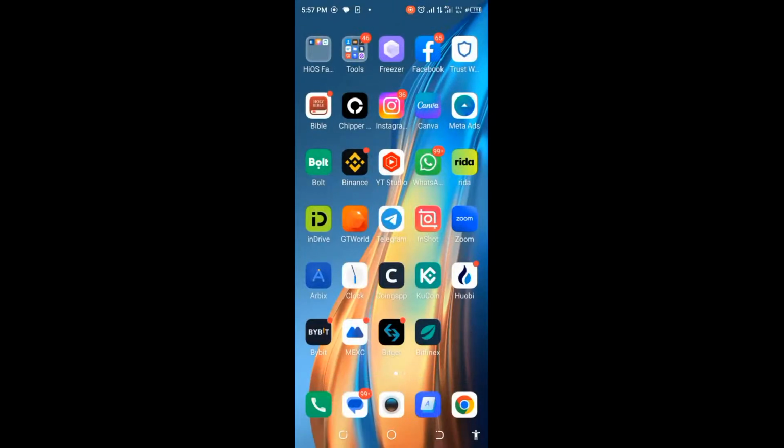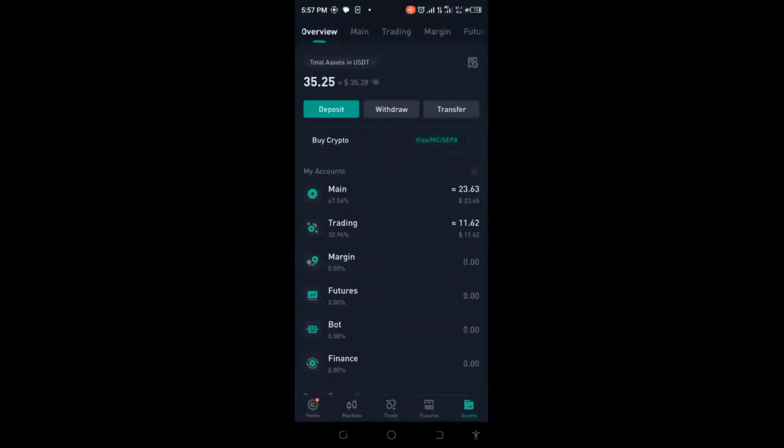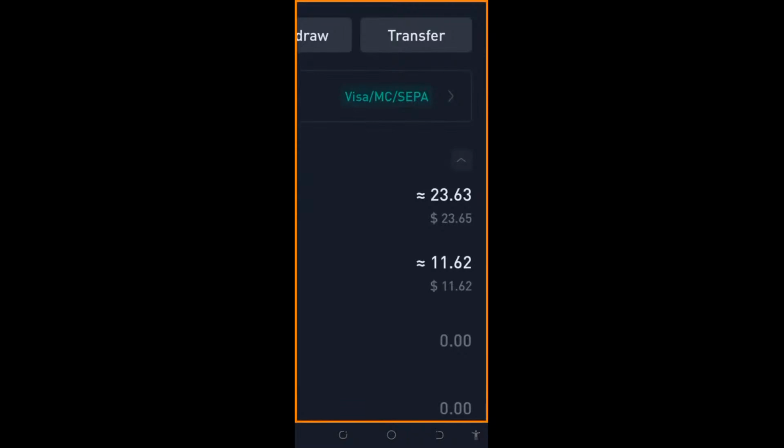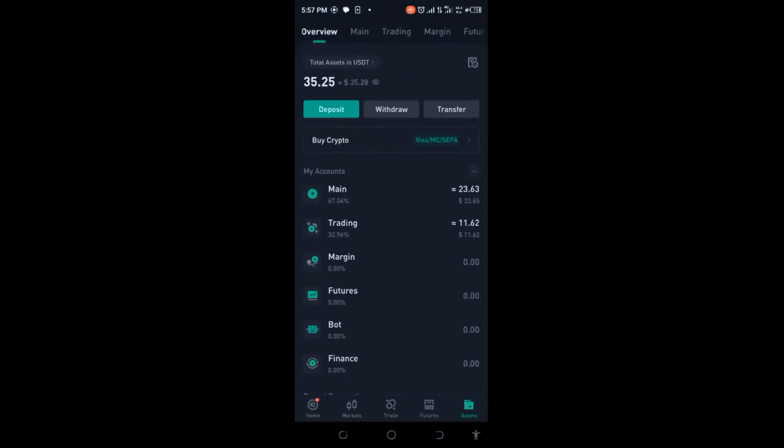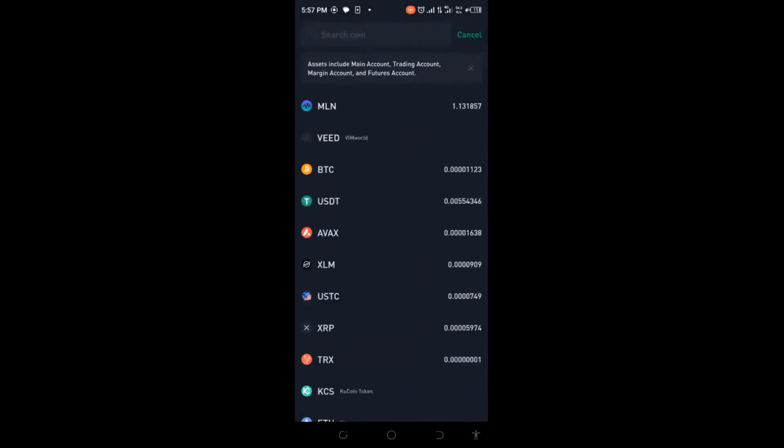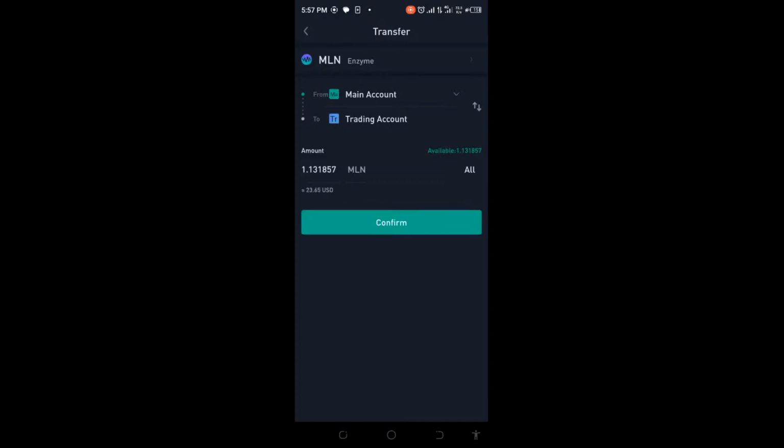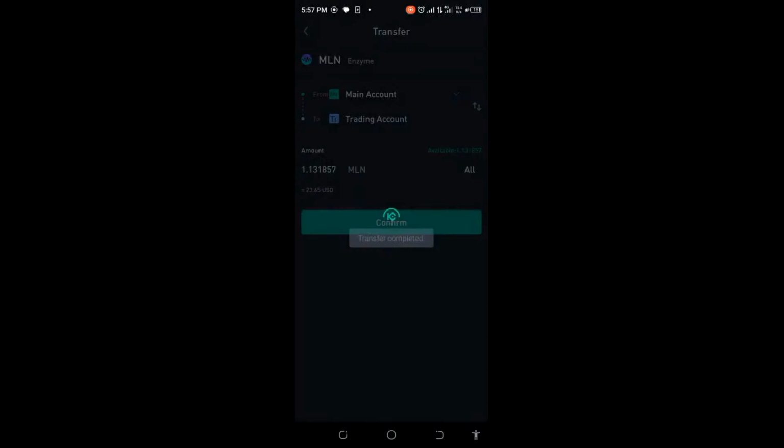So let's go back to KuCoin and see what we have here. What we have returned is 23.65 or 23.63 approximately. Let's just say 23.6. So about 30 cents or 25 cents. Okay, so now what we need to do is transfer this, right? So what do we have here? We have 1.13, so we're just going to put that 1318.